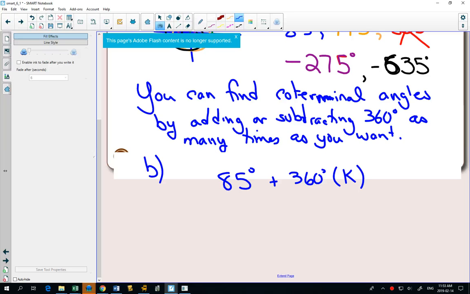Am I allowed to add 360 degrees 1.5 times? No. I can only add whole chunks of 360 degrees or whole negative chunks of 360 degrees. I can't just add a part of 360 degrees, because then it's not going to end in the same spot. So I need to define what k is. So I can add this if k is a positive or negative whole number. Does that make sense? Because you could add 360 degrees, that's fine. Or you could subtract 360 degrees, then k would be negative 5.